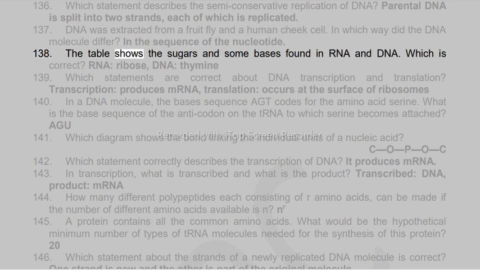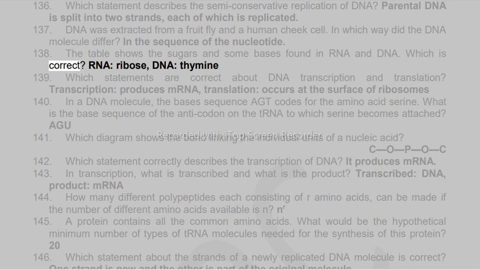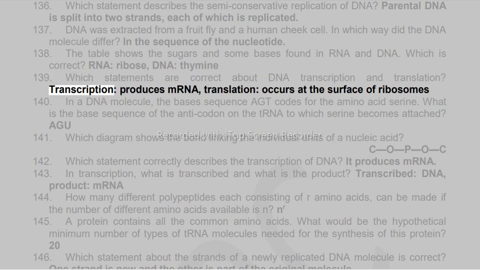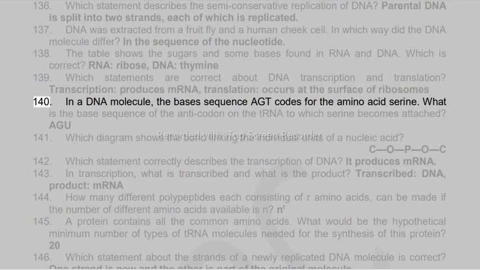138. The table shows the sugars and some bases found in RNA and DNA. Which is correct? RNA, ribose; DNA, thymine. 139. Which statements are correct about DNA transcription and translation? Transcription produces mRNA; translation occurs at the surface of ribosomes.